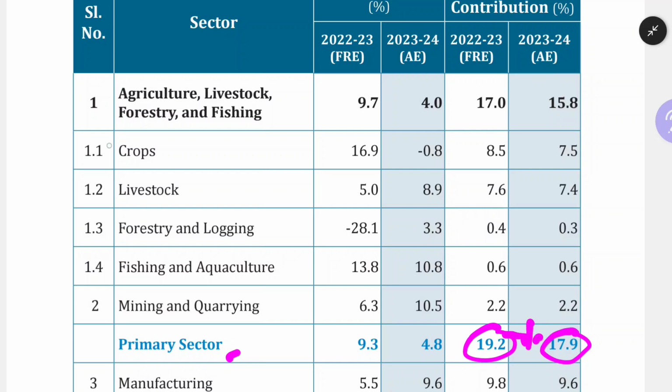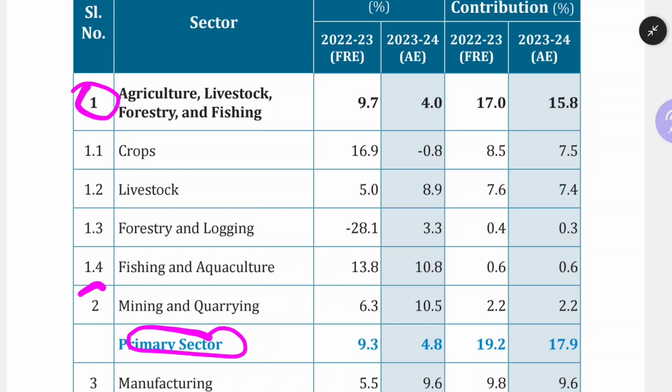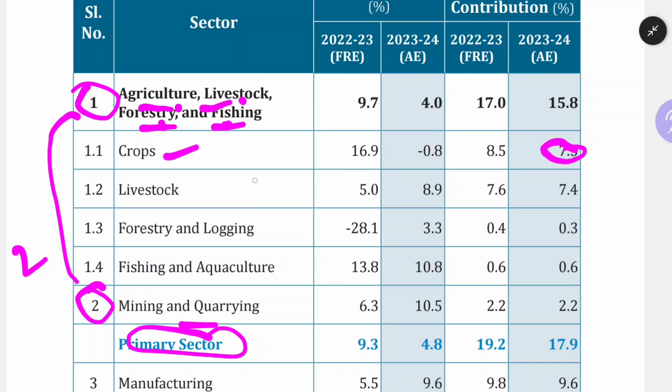The primary sector consists of what? Cropping sector, livestock, forestry and logging, fishing and aquaculture. Remember one point here: the primary sector is actually broadly divided into two subsectors. Agriculture, livestock, forestry and fishing; and mining and quarrying. These are the two main headings under the primary sector. In agriculture, livestock, forestry and fishing, the cropping sector has grown by 7.5%, the livestock sector has grown by 7.4%, forestry and logging is ranking fourth, fishing and aquaculture is third.